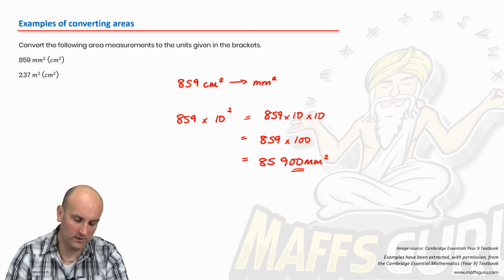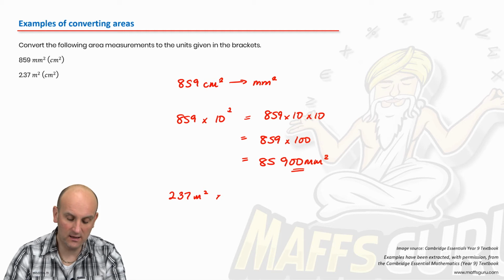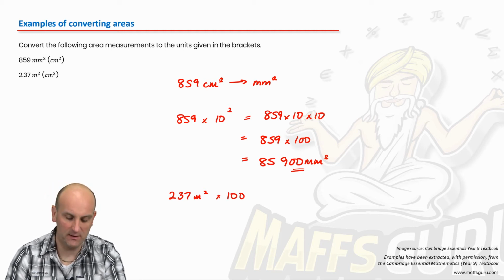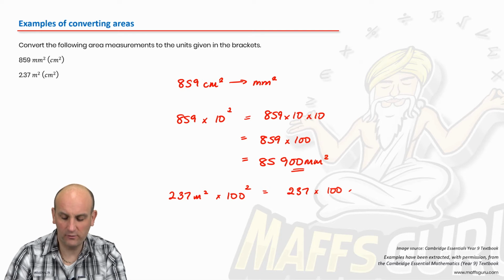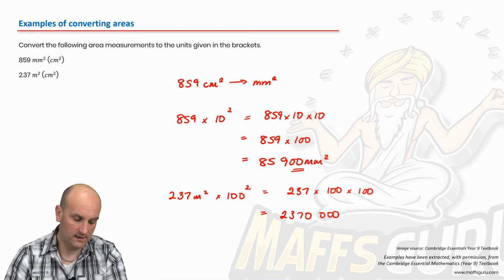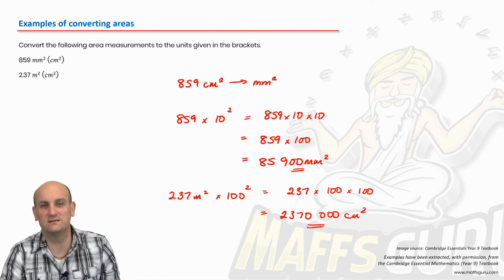What about this next one? 237 meters squared to centimeters squared. Right, how do I go from meters to centimeters? I times by 100. There's 100 centimeters in a meter. Yep, I'm doing area, so I square it, which gives me 237 times 100 times 100, which gives me 2,370,000. And then we are going to write centimeters squared there, and ka-ching, 2.37 million square centimeters.